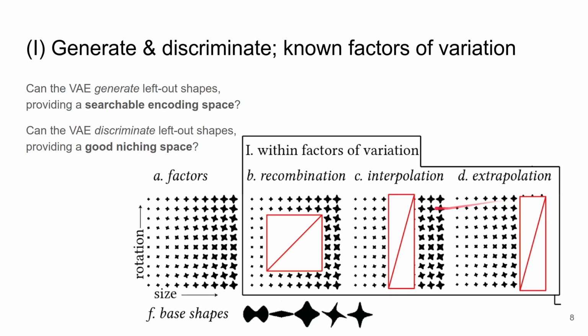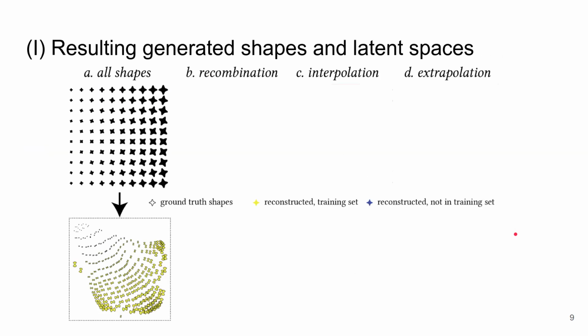Extrapolation is similar to interpolation, except that this holdout set is at the end of one of these factors of variation. And we expect this to be harder for a VAE to learn. So, two questions. Can the VAE generate left-out shapes, providing a searchable encoding space? And can the VAE discriminate left-out shapes, providing a good niching space? So let's look at the results.